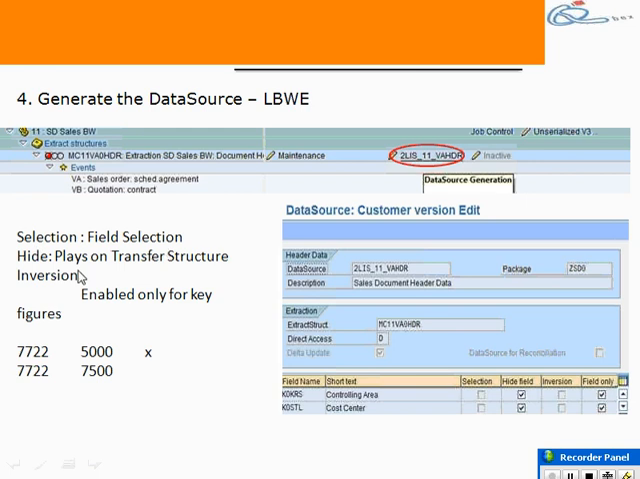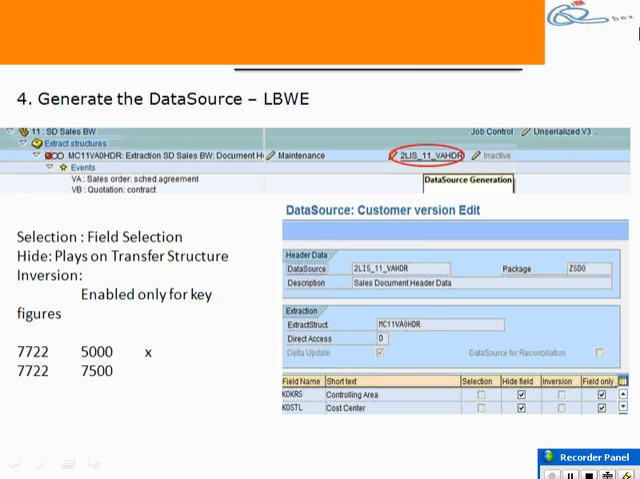Select, you all know about field selection, hide, place on transfer structure. Inversion enables only the keywords to have the keyword values of your before image records multiplied with -1 and then come into BW. If you enable the inversion checkbox, when it is passing delta records, all the before image keyword values will be multiplied with -1 and then considered in BW. That's why, to maintain exact values without any data mismatch, it makes sense to use the inversion checkbox. Does it make sense?